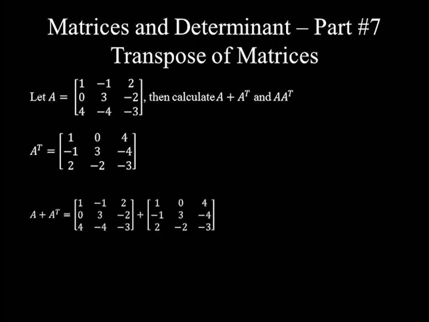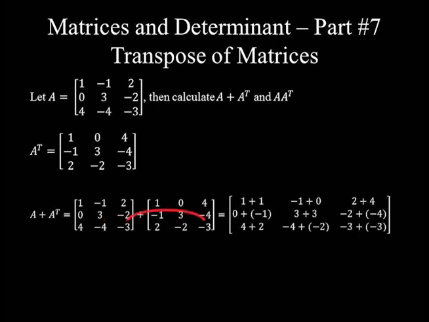Since both matrices have the same order, that's 3 by 3, we can add them, and the addition goes in such a way that a given element of matrix A is added to the corresponding element of its transpose. That's row 1 column 1 of matrix A plus row 1 column 1 of A transpose, row 1 column 2 of A plus row 1 column 2 of its transpose, row 1 column 3 of matrix A plus row 1 column 3 of A transpose. By using a similar pattern for the next rows, we will find 0 plus -1, 3 plus 3, -2 plus -4 in row 2, and 4 plus 2, -4 plus -2, -3 plus -3 in row 3.